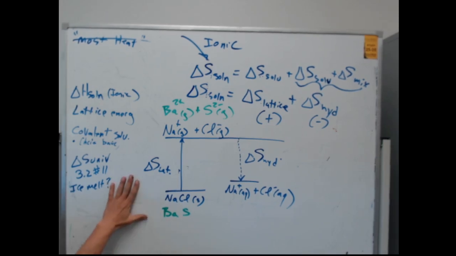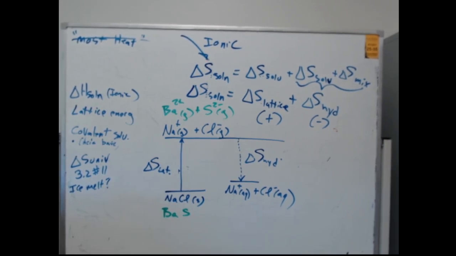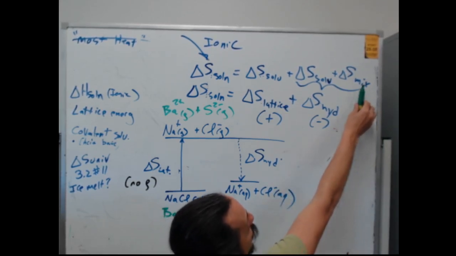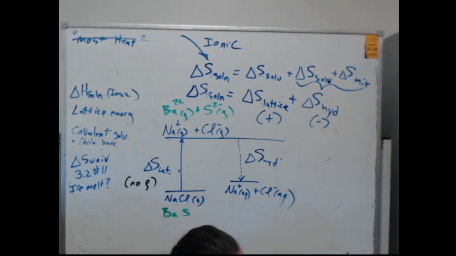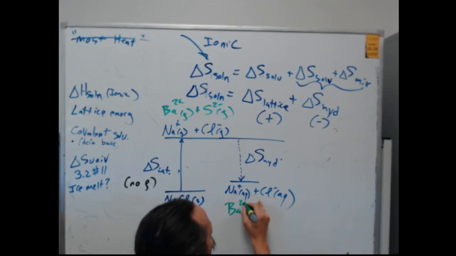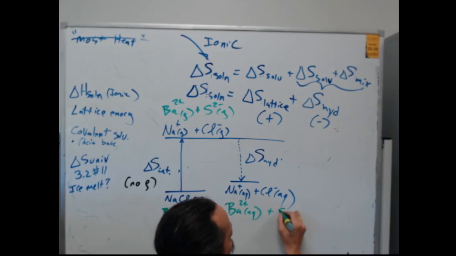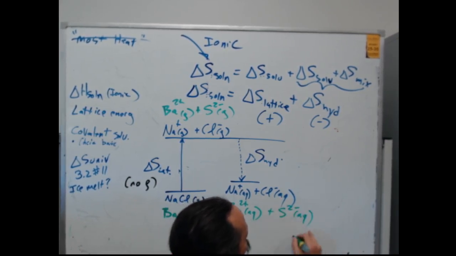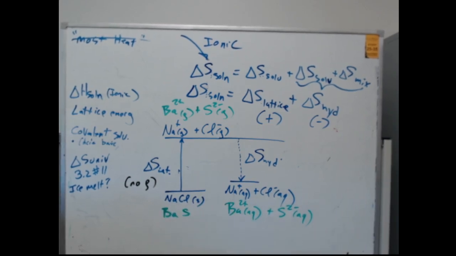So when we're looking at delta S lattice, it does not have any charge density dependence. But when we look at hydration, hydration is this idea of the water molecules interacting with the ions, an ion-dipole interaction. Here, if we have a Ba2 plus aqueous plus an S2 minus aqueous, what's going to interact with the dipole moment of water better, a +1 or a +2?